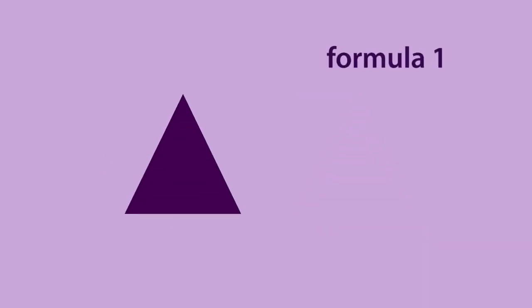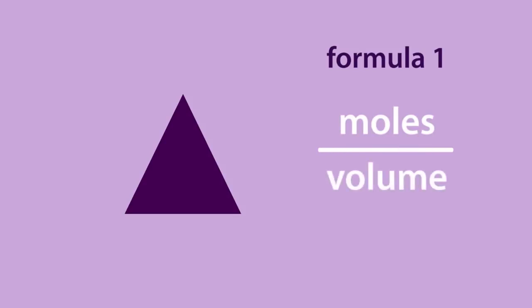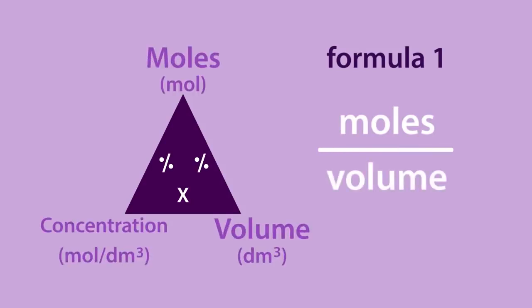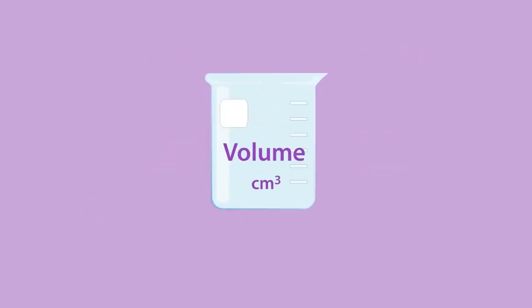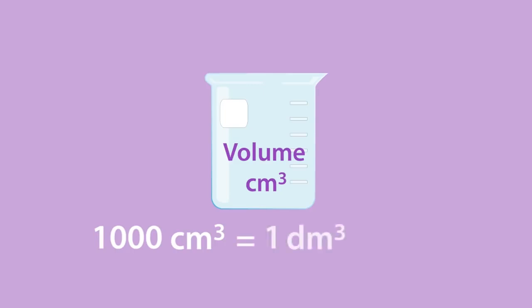The first way of calculating concentration is to use moles, the amount of the chemical substance, and divide it by its volume. Here's the formula triangle for this. Most of the time, volumes are measured in cubic centimeters. So, 1000 cubic centimeters is equal to 1 decimeter cubed or 1 liter.